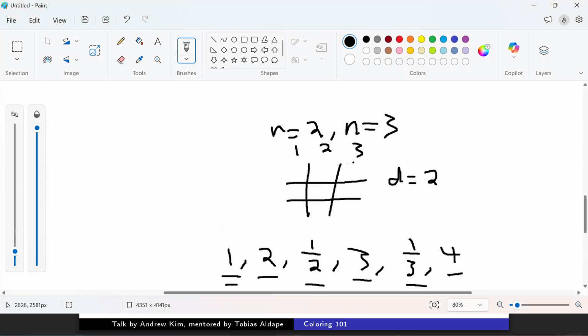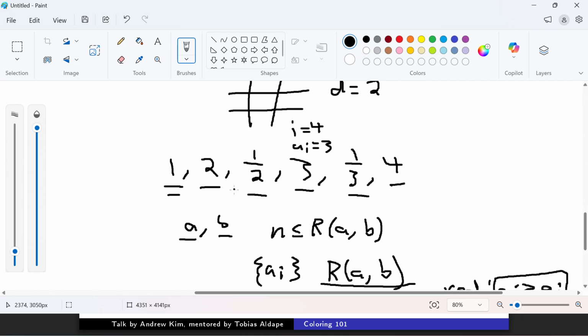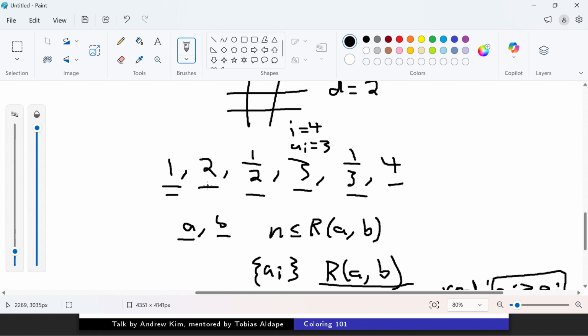If we go back to our example here, let's look at i equal to 4, the fourth number in the sequence. So we have a_i equal to 3. You'll observe that the longest increasing subsequence is 1, 2, 3.